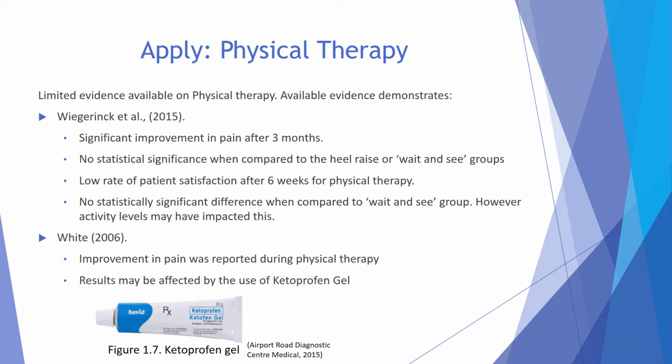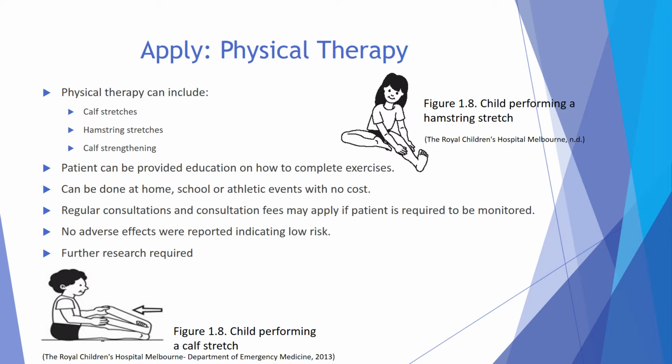However, it was previously discussed that differences in activity levels may have affected the results. The case study reported an improvement in pain, however, ketoprofen gel was also used concurrently, which may have impacted results. Although limited evidence is available, the findings indicate consistent results in improvement of pain. Physical therapy options can include calf stretches, hamstring stretches, or calf strengthening. These exercises can easily be done when required with no cost.